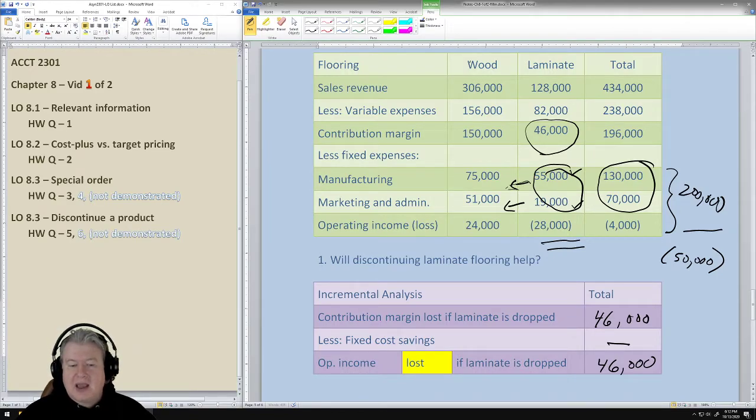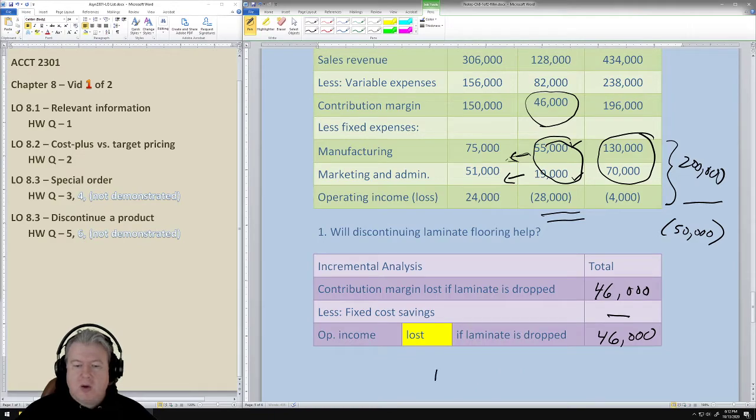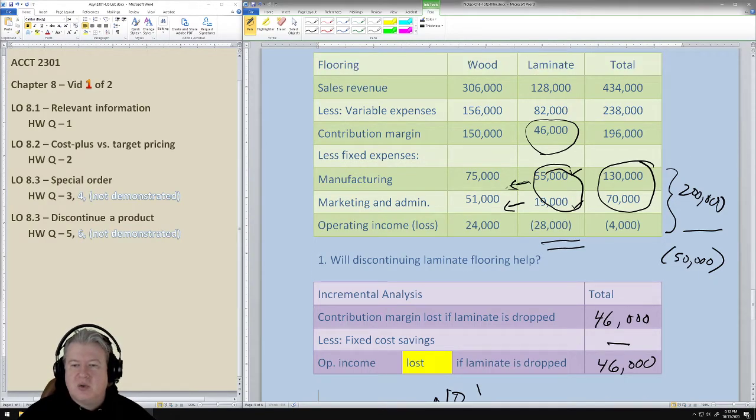So we would say, should we drop it? No. Because at least it's helping pay for some of these fixed costs. If we didn't have this 46,000, we'd have to have the other category pay for all of it. So here the trick is to not look at the operating income. It is to look at the contribution margin by category, the divisional contribution margin. There's lots of different words for it. If this is positive, at least it's contributing. At least it's contributing something.